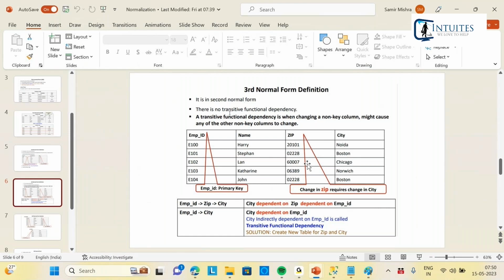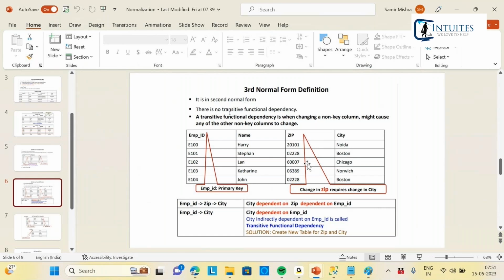Whereas if I talk about the city and employee, which city the employee belongs to is not that important. The employee ID, the name of the employee, and which city he belongs to, where he is coming from, is not that important. So here the city and the employee name or the employee ID have some partial dependency. There is no direct dependency.